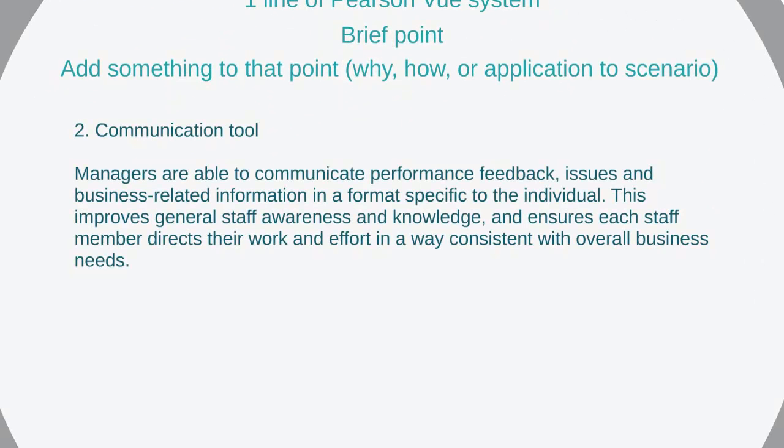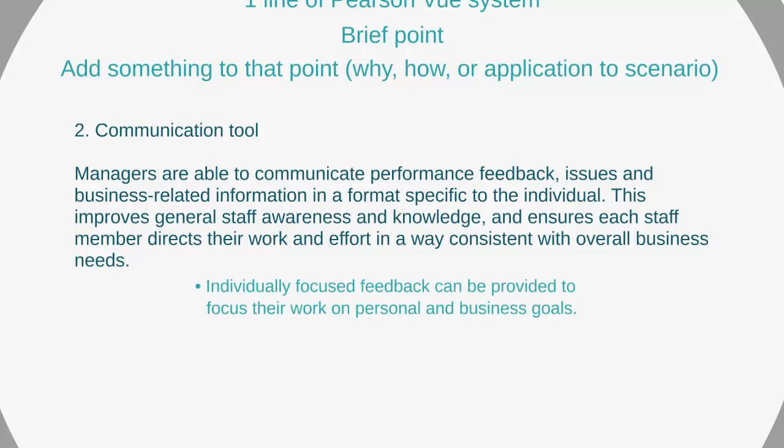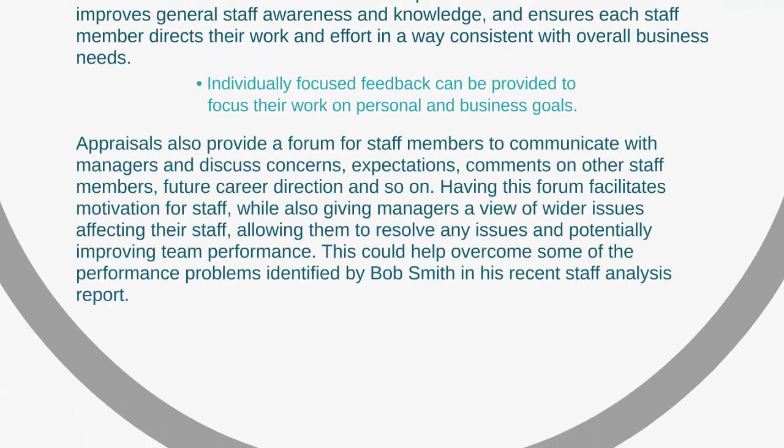So, for example, I've got another paragraph here about communication tools, and it's a very nicely written paragraph talking about performance and feedback and how this has an impact on staff knowledge and awareness and meets the business's needs. It's very nice and it links back to everything to do with the business. But you could instead say, individually focused feedback can be provided to focus their work on personal and business goals. That's a very quick way of saying the same thing. It's not as much detail, it doesn't bring in the overall business needs, etc., but it ultimately still perhaps says the gist of it.